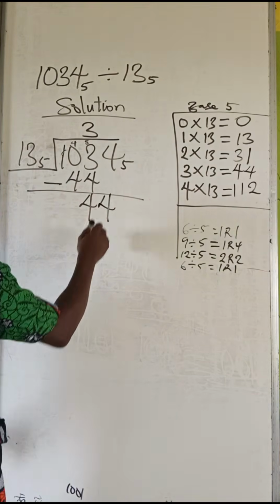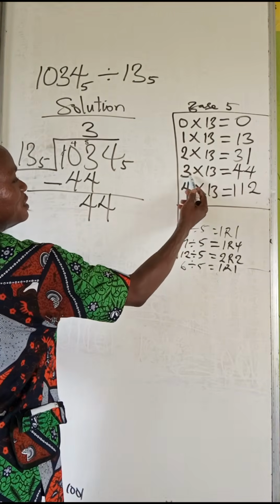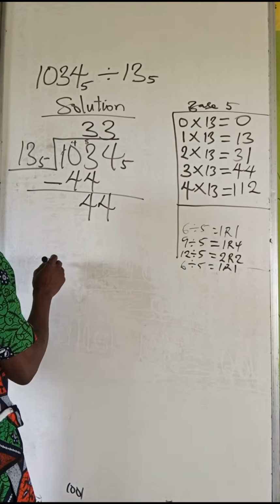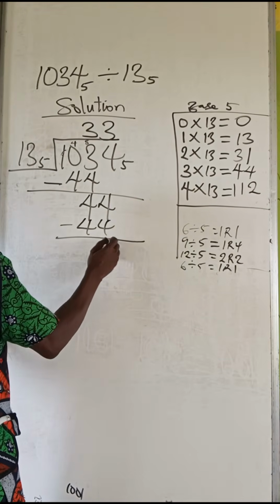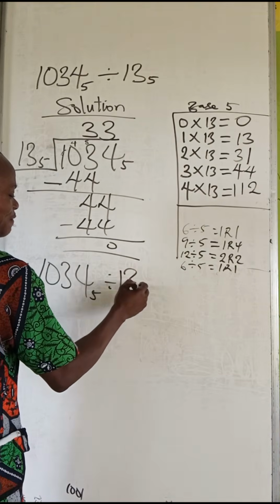Now we bring down the other 4 here. Now 13 divides 44 three times. It is 44. 13 divides 44 three times. So we have 3 here. Then 13 times 3 or 3 times 13 is 44. When we subtract, nothing is left. That means our final answer is equal to 33 in base 5.